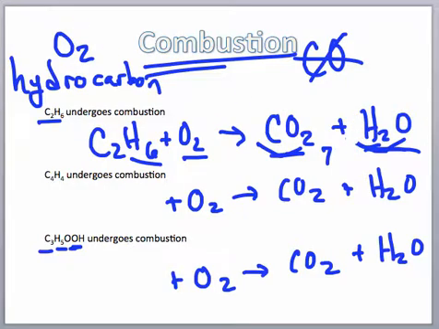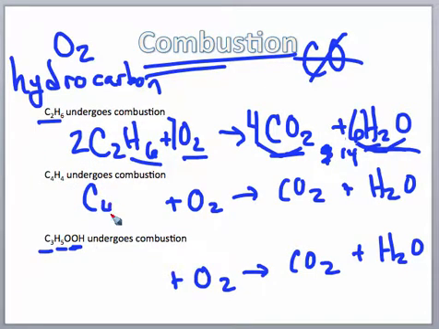So we had a 2 and a 3 there, and what we're going to do is double those. So we're going to have a 4 and a 6. So now we have 8 and 6, which is 14 oxygens, so we can put a 7 there. And then we just need to balance our carbons.